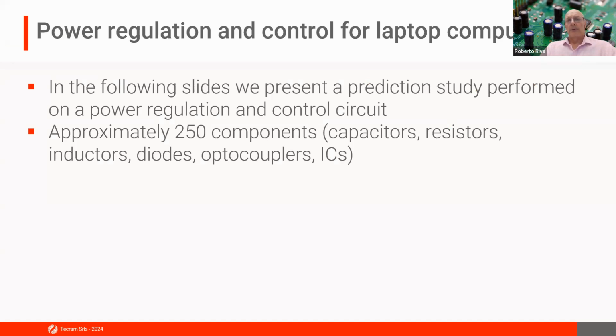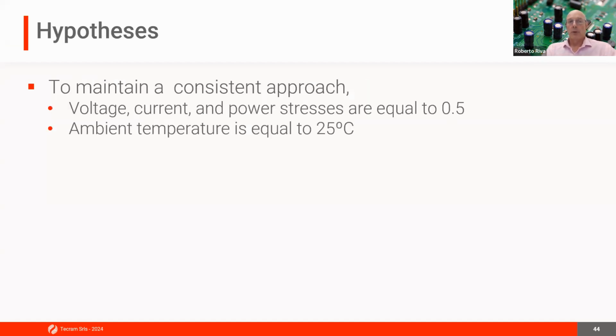Right. In the following slide, we present a prediction study performed over a regulation and control circuit. Okay, about 250 components, and we're looking at capacitors, resistors. So we're looking at passive components, and we're looking at active components. And what we wanted to do, we wanted to use not a list of components that didn't make any sense, but we wanted to use a BOM, if we could find one. And we did search and find one BOM that we could use.